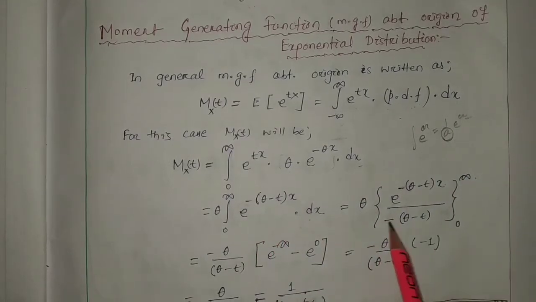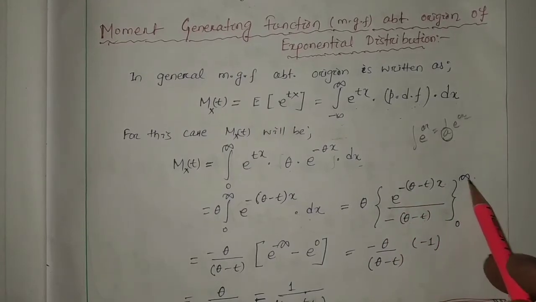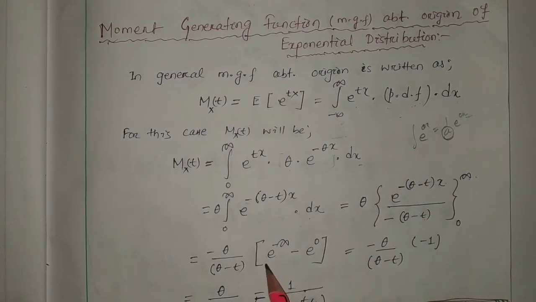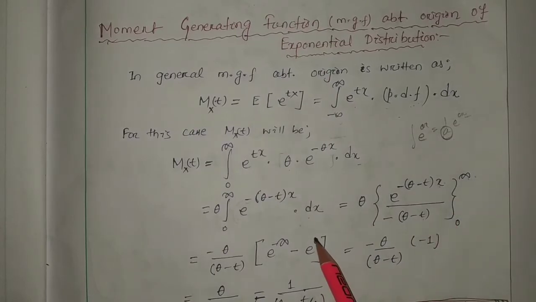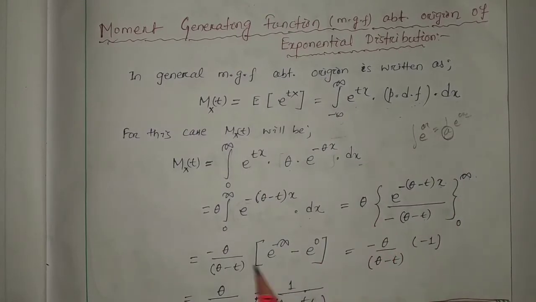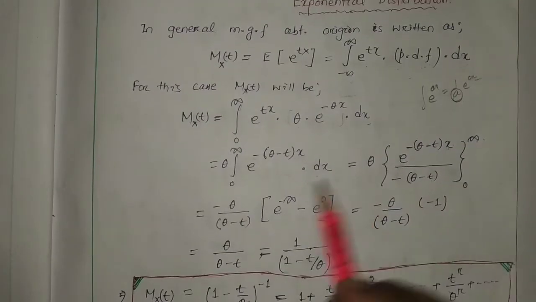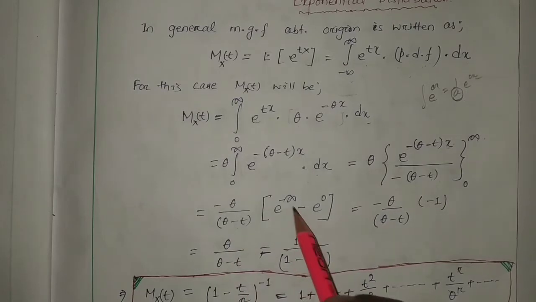So here, minus theta minus t, e to the minus theta minus t into x, from 0 to infinity is the limit. We have to put infinity over here. This will be e to the power minus infinity minus 0, we have to put, it will be e to the 0, and here theta by minus theta minus t is nothing but minus theta by theta minus t, right? e to the minus infinity minus e to the 0.